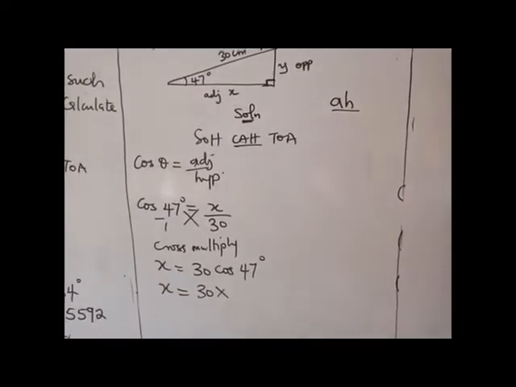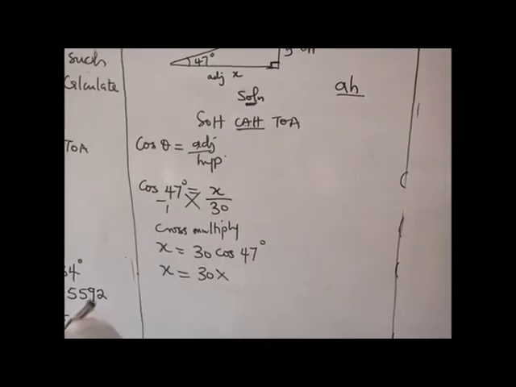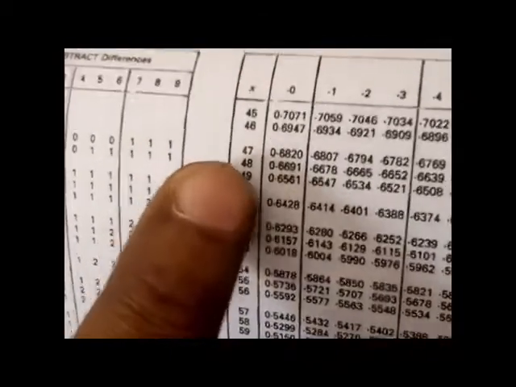Cosines of angles. We look for 47. If you look at cosines of angles in degrees, up to this place is 44. So you move to the next page, we have 44, okay, on the same page, we have 45, 46, 47.